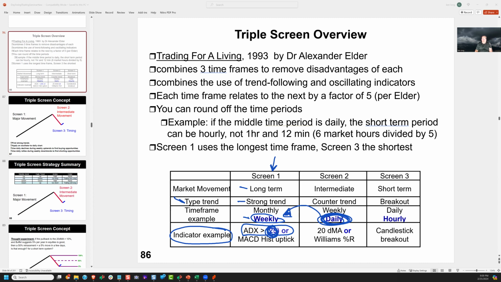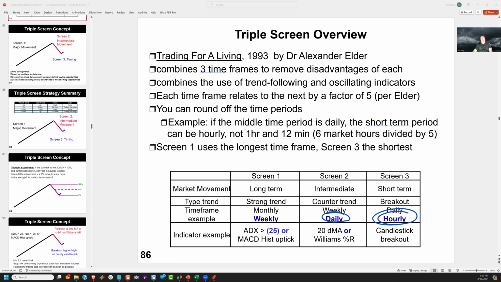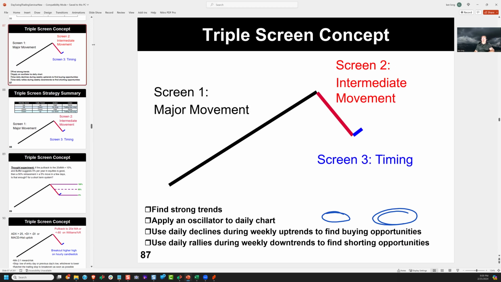So we just stay on the daily and we look for a pullback below the 20 period moving average and the ADX still greater than 25. That way we combine all of that onto a daily chart. And then we just play the hourly breakout. The concept behind this then looks like this, the concept diagram.